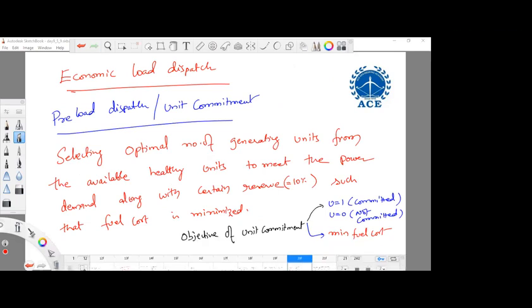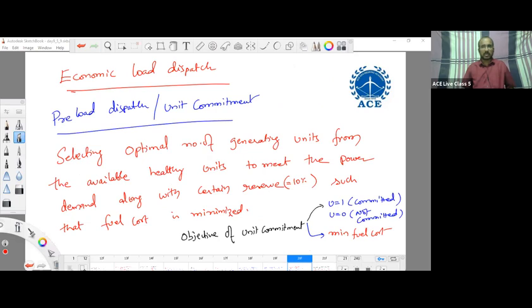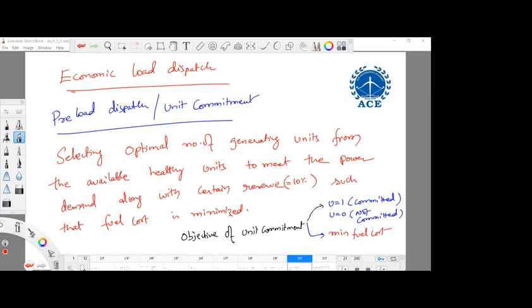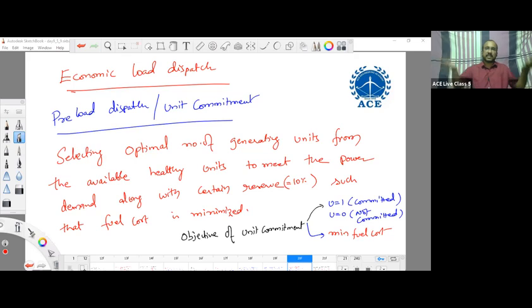Suppose you are planning for a 10 day tour. You will book the vehicles to go for the tour. So you will observe the market. What will you observe? A good vehicle is required, and the cost should also be minimum. Will you book a good vehicle at high cost? No, cost minimum, good vehicle required. Here also it is the same. The forecasted load will be there. In order to meet the forecasted power demand, we will commit the status of the units for tomorrow's load. Today we will plan to meet that load. That is nothing but preload dispatch.